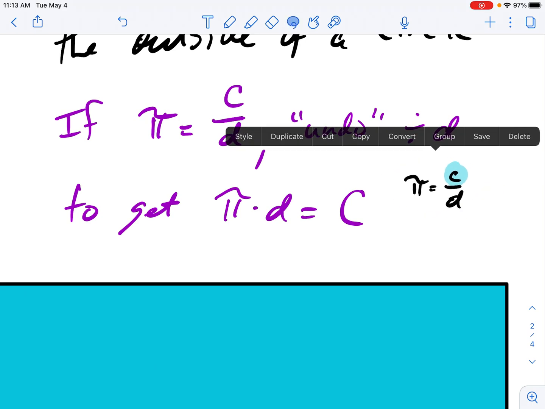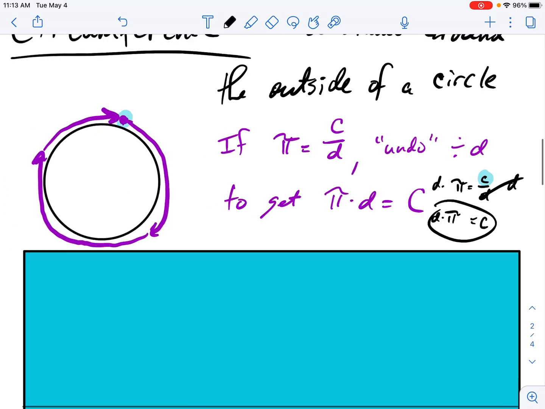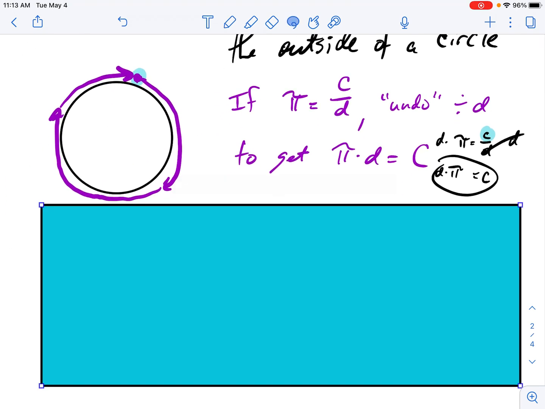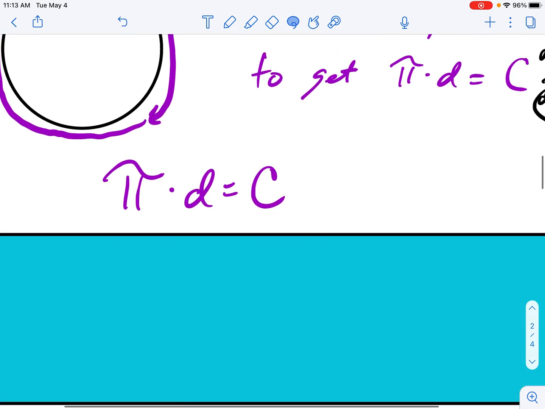What's the opposite of dividing by the diameter? It's multiplying by the diameter on both sides. These cancel out and you're left with diameter times pi equals circumference. And so that's our formula, that's our formula to find the circumference. So it's pi times the diameter equals the circumference.